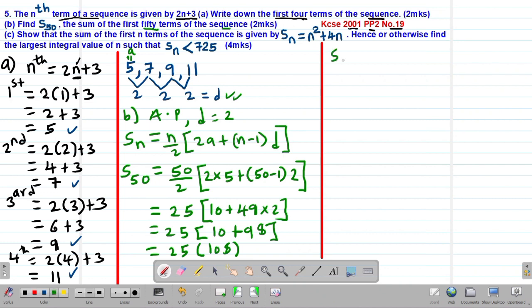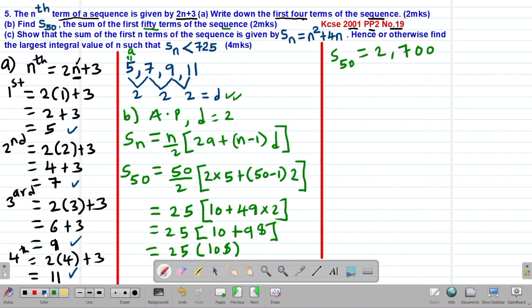Therefore S50, or the sum of the first 50 terms, will be given by 25 multiplied by 108. So this one is 25, 25 multiplied by 108, I'm going to get 2700. So this one is giving me 2700 as the sum of the first 50 terms.